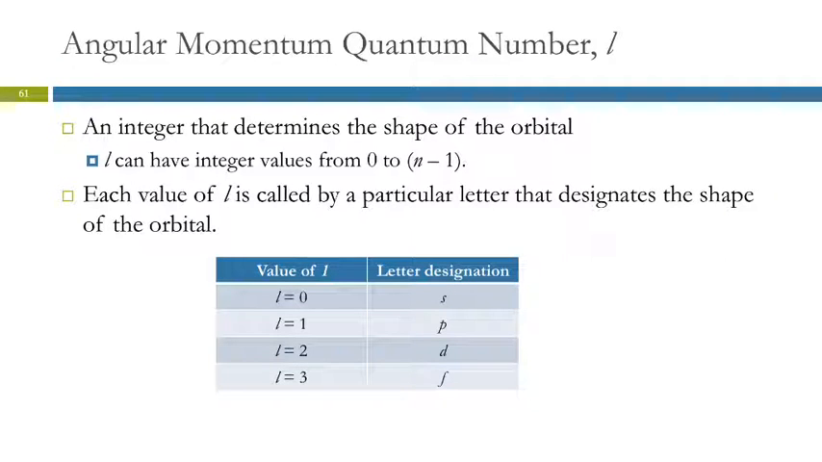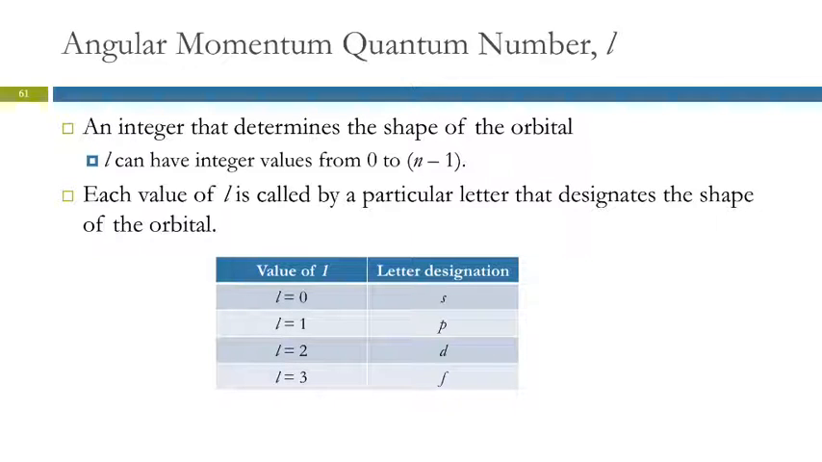The angular momentum number describes the shape of the orbital. And L can have integer values from 0 to 1 less than n. So if L equals 0, that corresponds to an orbital that's also given a letter designation of S. L equals 1 corresponds to P, L equals 2 to D, and L equals 3 to F.